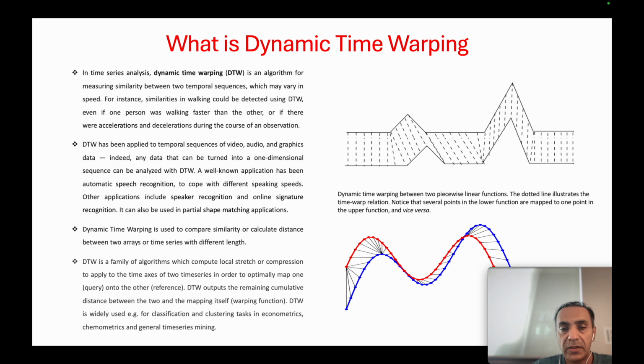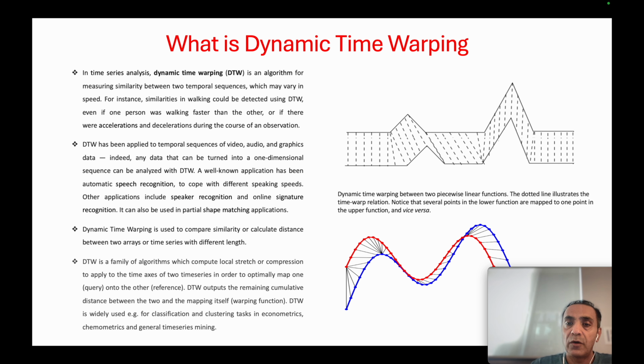So basically, dynamic time warping is widely used, for example, in classification and clustering tasks in econometrics, when we want to associate values to each cluster or classify the values by assigning them some labels. So there we can use dynamic time warping, and it's very useful for those tasks. Or in chemometrics and general time series data mining.